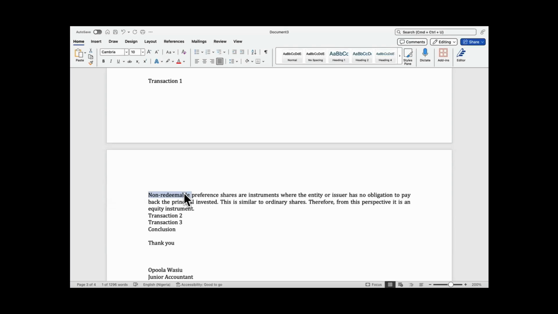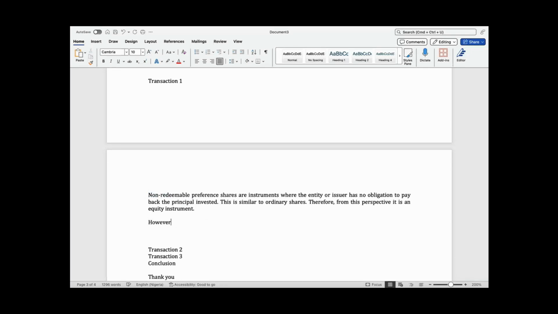If the examiner had said redeemable preference shares, it means that I will give you back your money. Whether in the next 1 or 2 years, I'm giving you back your principal. So that one is a financial liability because in that wise, it means that the entity has an obligation to deliver cash. But in this case, where they say that it's a non-redeemable preference shares, it means the issuer has no obligation to pay back the principal. So it is similar to ordinary shares. So therefore, from this perspective, it is an equity instrument.